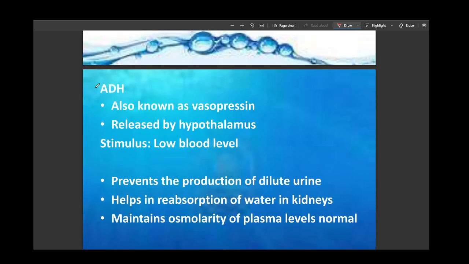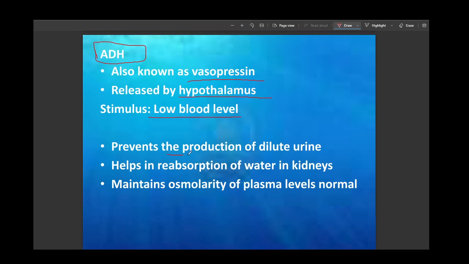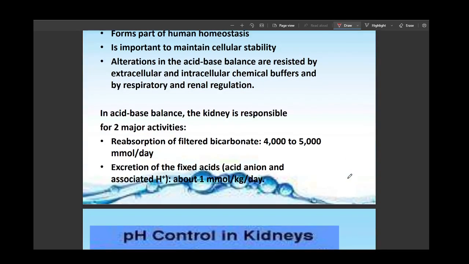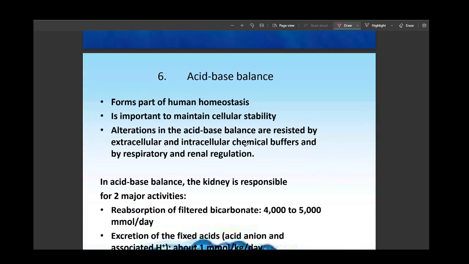So what is antidiuretic hormone? It is also known as vasopressin. It is released by the hypothalamus, and the stimulus is low blood level. It prevents the production of dilute urine, helps in the reabsorption of water in the kidneys, and maintains the osmolarity of plasma levels normal.